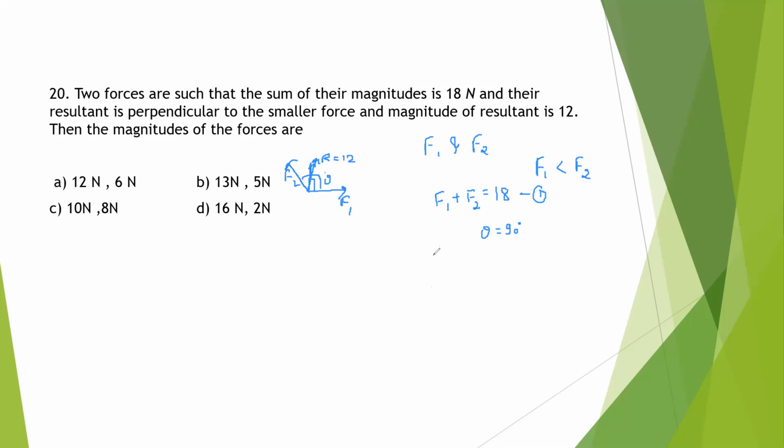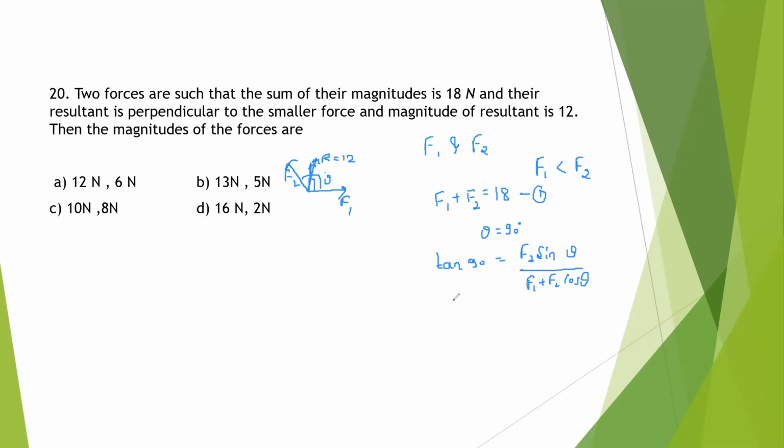The angle between F1 and F2, sorry, R is 90 degrees. What is the formula? In the synopsis, you have seen that tan alpha is equal to, so here tan 90 or tan theta value is how much? It is 90, which is equal to, the formula is F2 sine theta divided by F1 plus F2 cos theta.